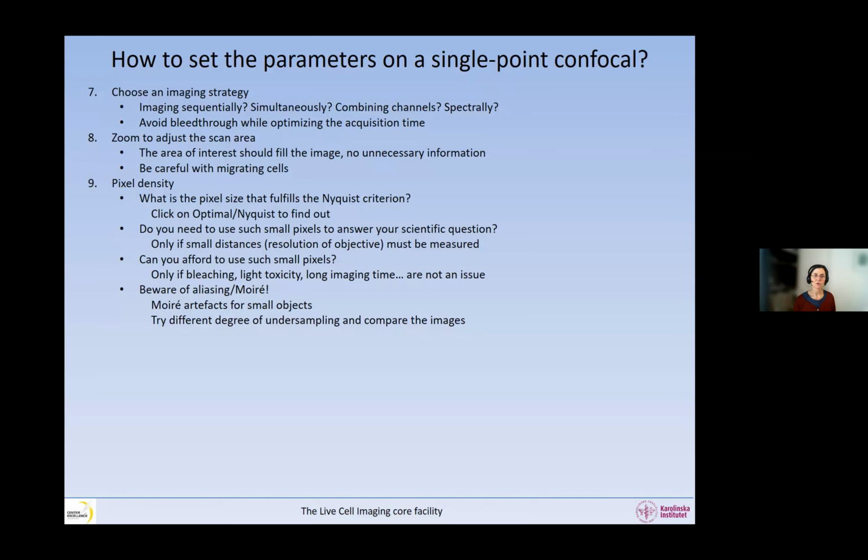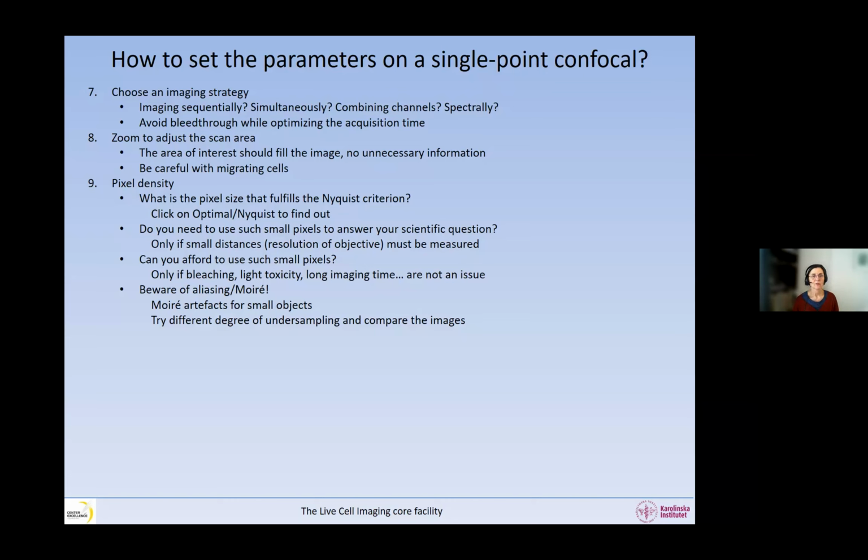Maybe you may want to consider using a different objective with, for example, less magnification and a bigger field of view. That would make your imaging faster, and you would not have to make so many tiles, for example. So if you undersample for this objective, consider changing objective, because you might have some advantages.